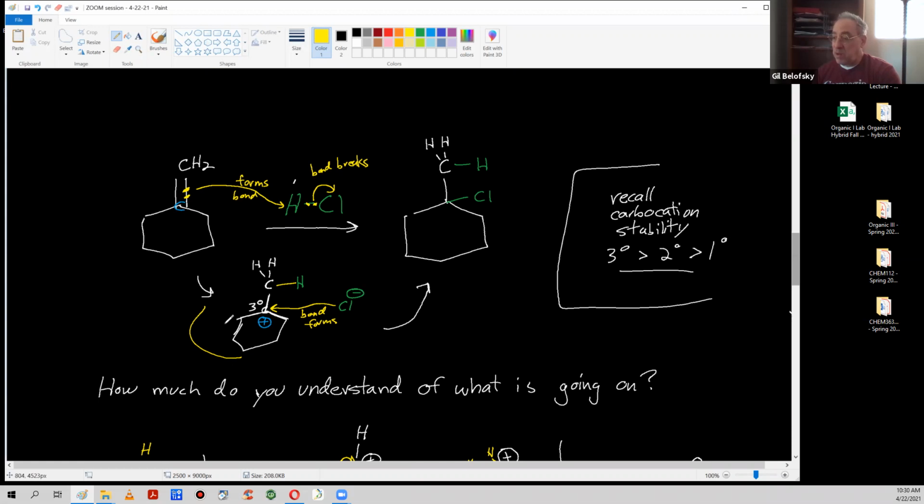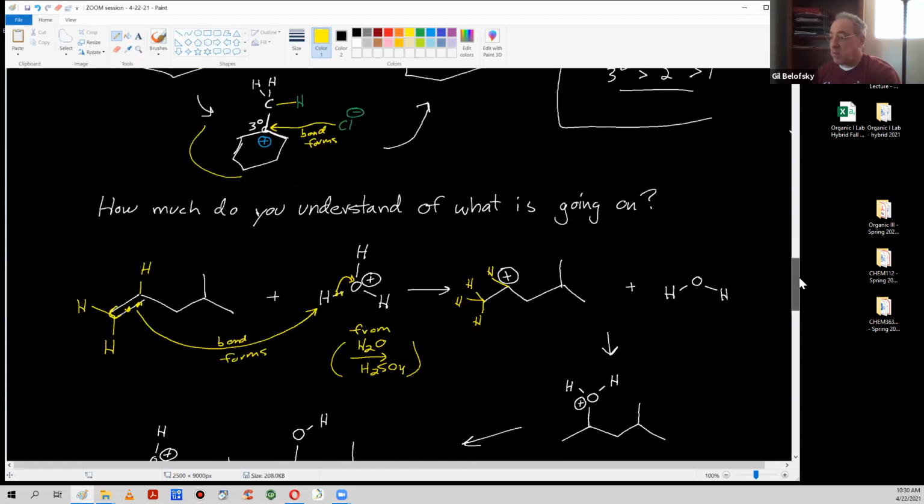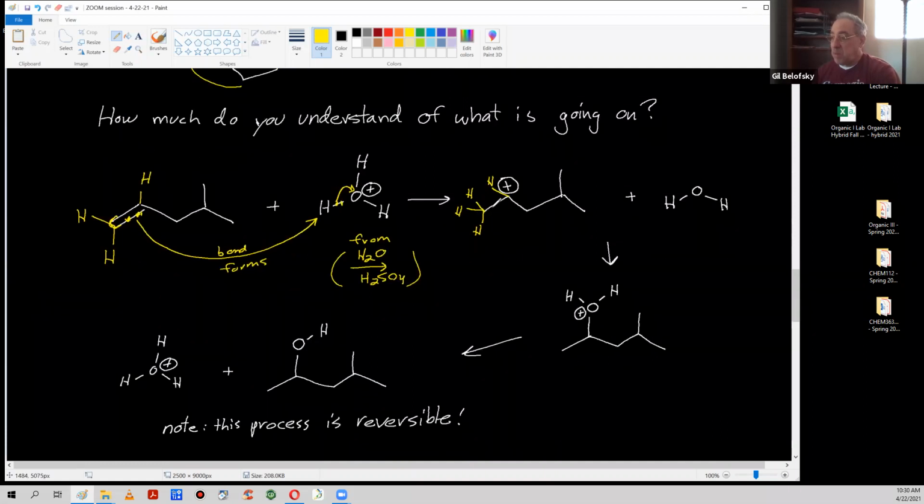At first it looks a little different because of the ring and all that. This is exactly the same as where we're at right now. The plus charge there, that's a secondary carbocation, which would be far more stable than if a plus charge was here on the end as a primary. Okay, so then let's see what's going on here. This and this lead to this.